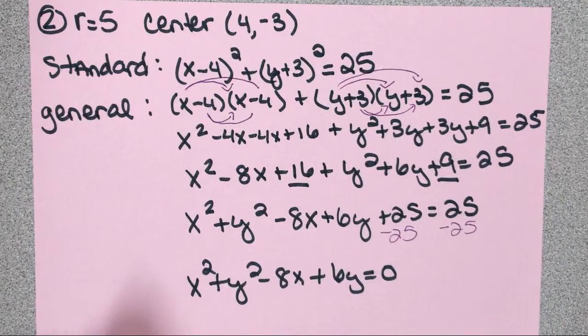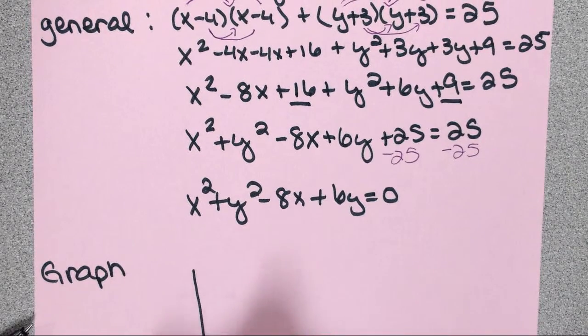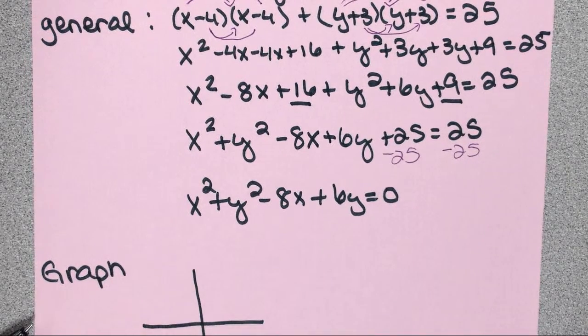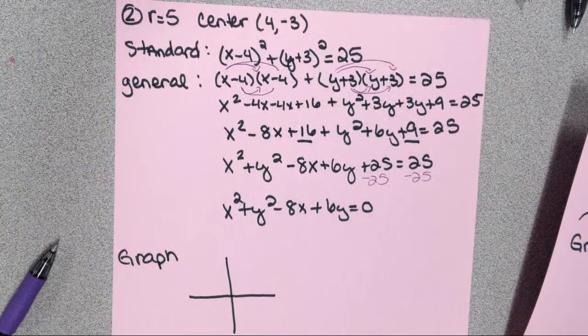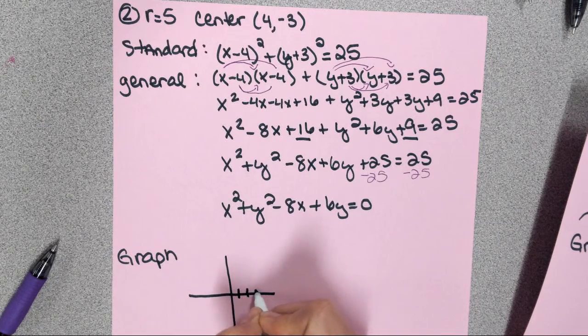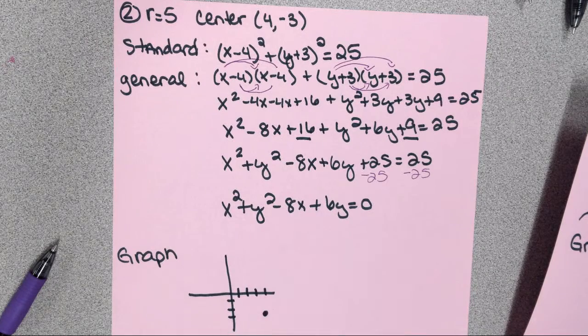The graphing will not be hard. So when we graph it, we're going to draw our little XY again. Where did we say the center was at? 4, negative 3. Okay, so 1, 2, 3, 4. 1, 2, 3. 4, negative 3. What is my radius? 5. So from the center, you have to go up, down, left, and right. How many? 5.